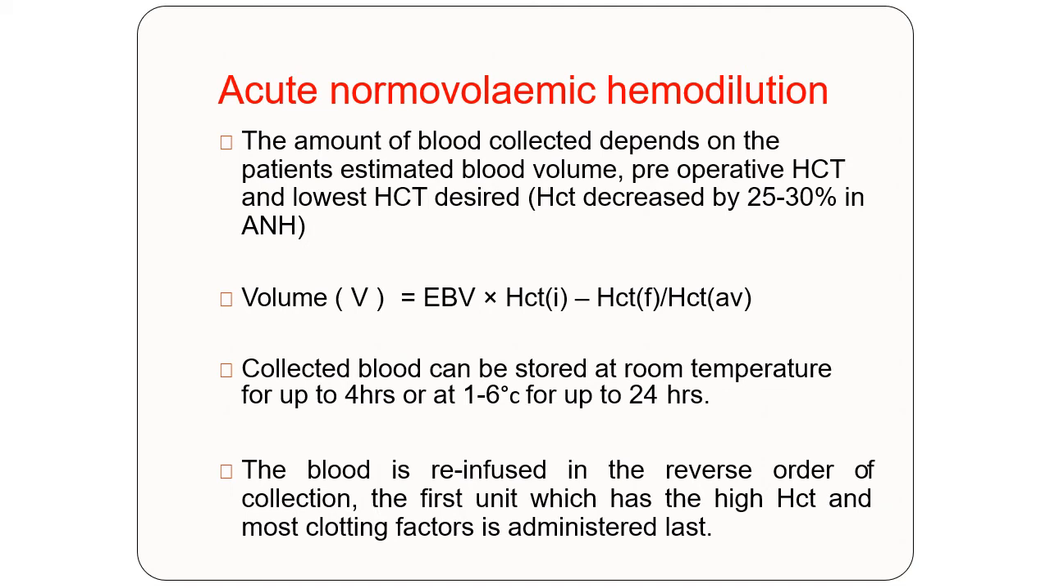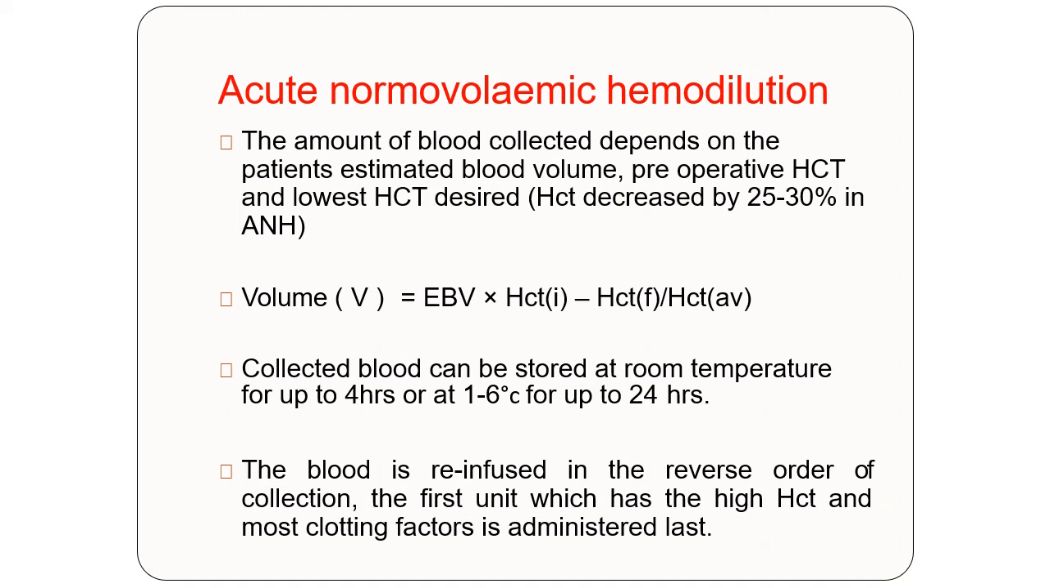The amount of blood which is collected depends on the patient's blood volume and the preoperative hemoconcentration. So the volume which is collected is the estimated blood volume into the initial hemoconcentration minus the target hemoconcentration, over the average hemoconcentration.